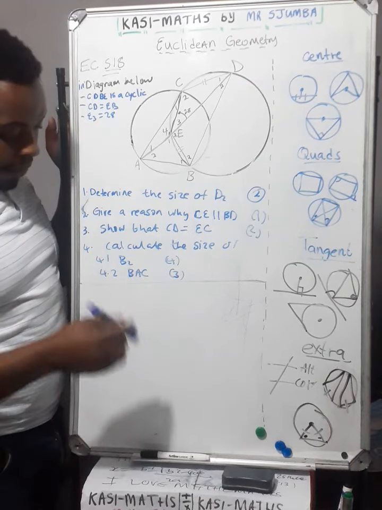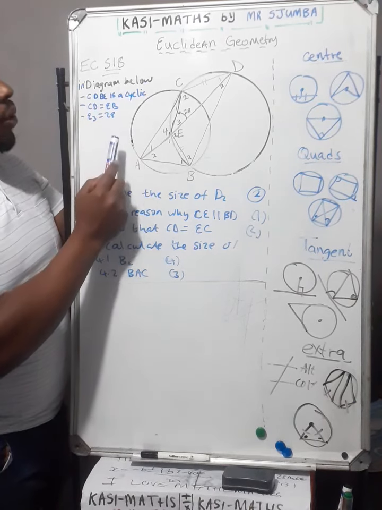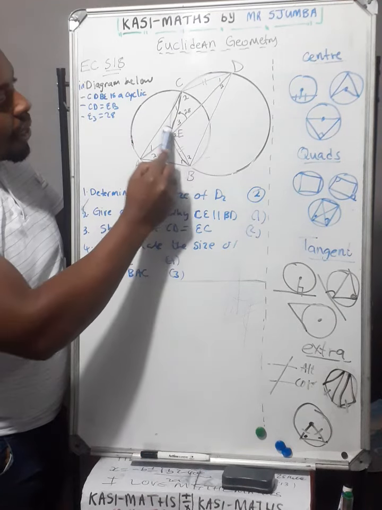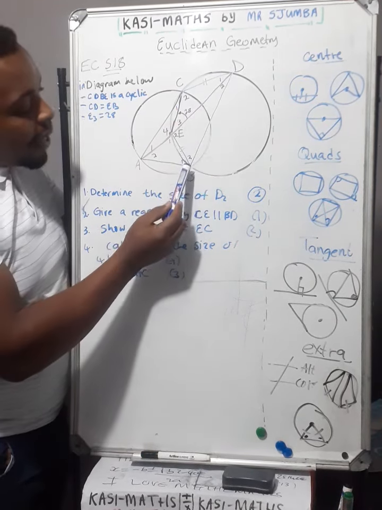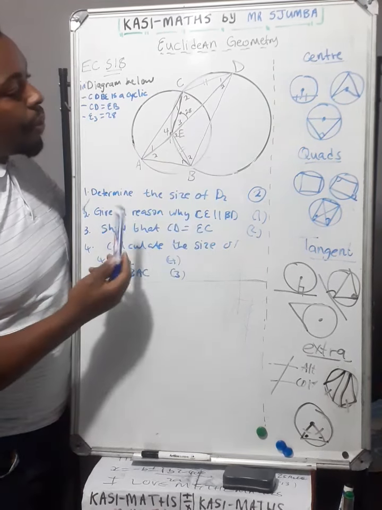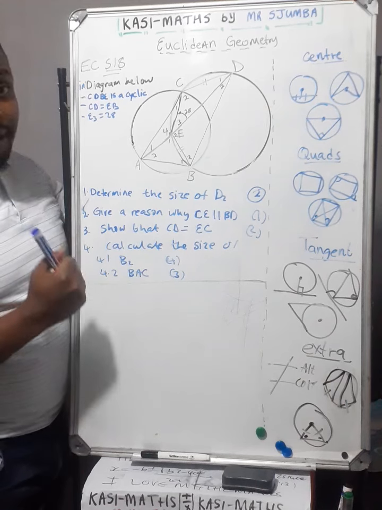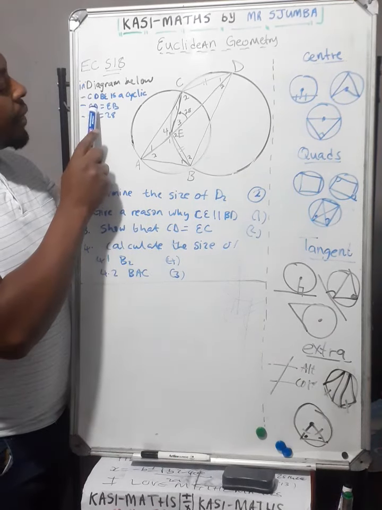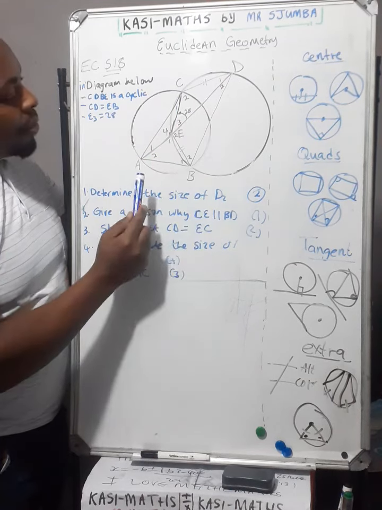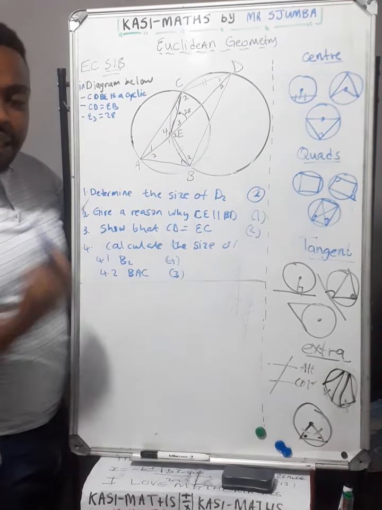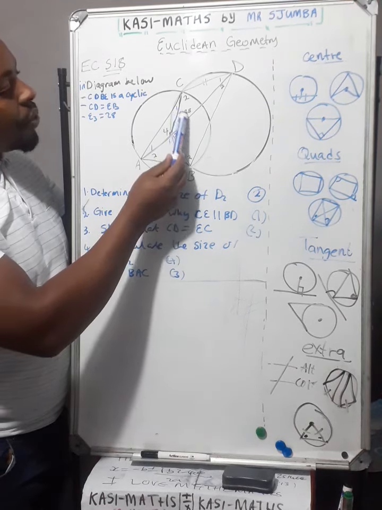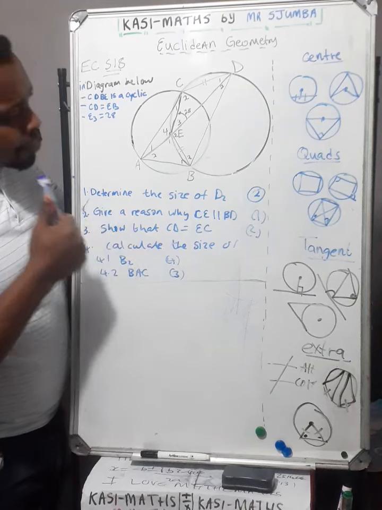So la ku-information basinikeza la bathi in the diagram below, CDBE is a cycle quad. Yabo, vele it's a cycle quad. Siyayibona ukuthi ithinte wonke ama-corners akhona athinte ku-circumference of the cycle. And then CB is equal to EB. CD is equal to EB. Bayasinikeza, right? Okay. And then E3 is equal to 28. Should be angle 28.